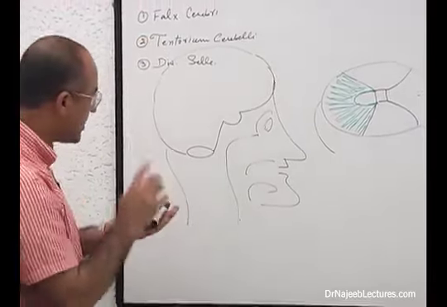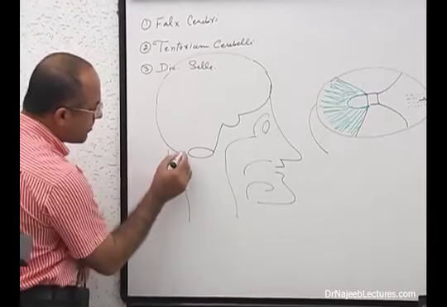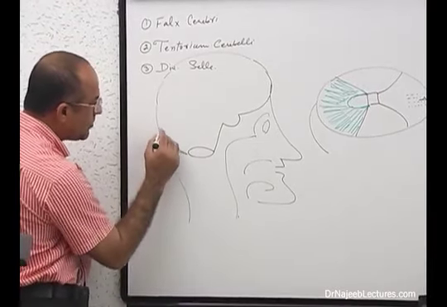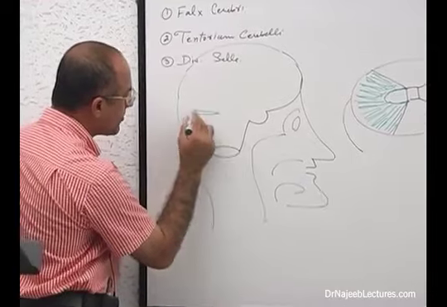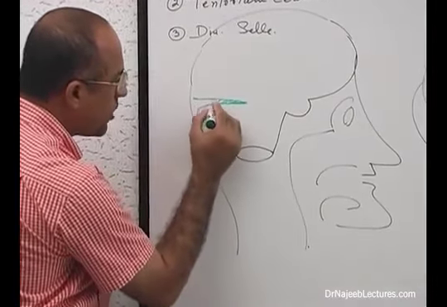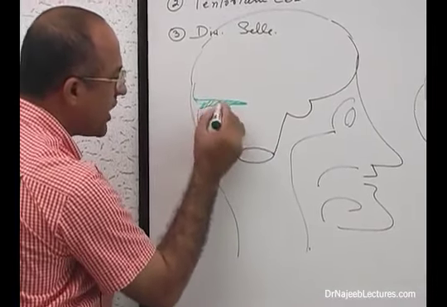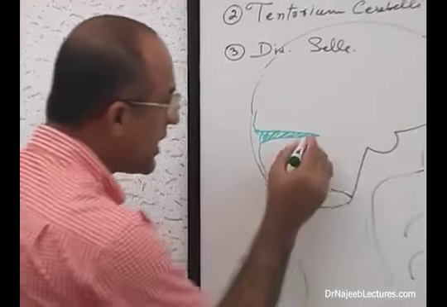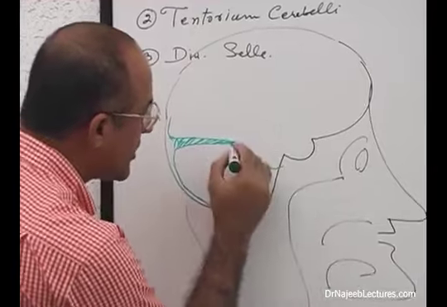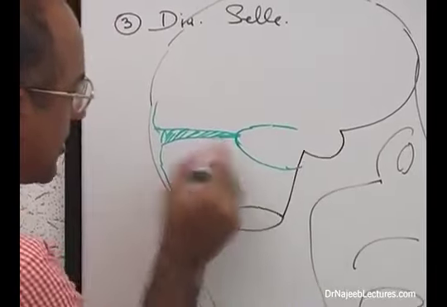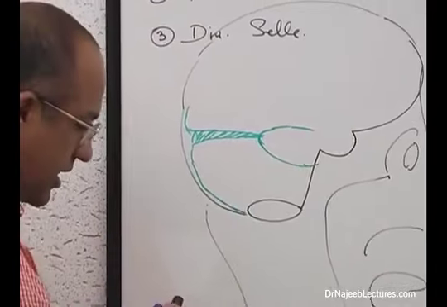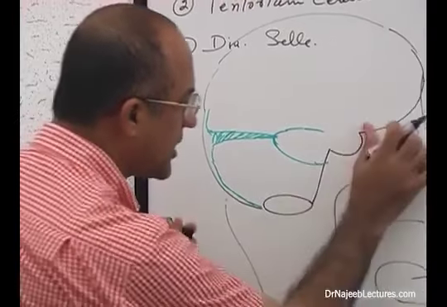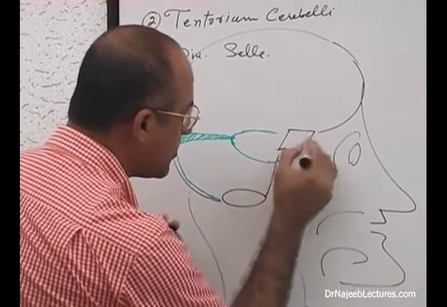Actually, dura mater from here, it moves like this, and this is the fold which is called, what is this fold called? Tentorium cerebelli, and it is having extension like this and extension like that, right? Interiorly. If I make it a three-dimensional picture, then it will be more clear to you.